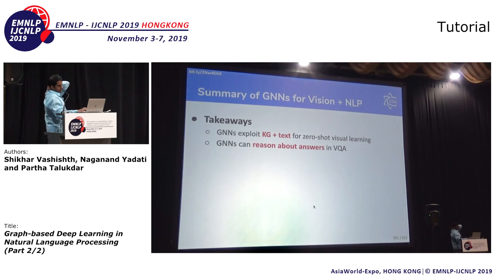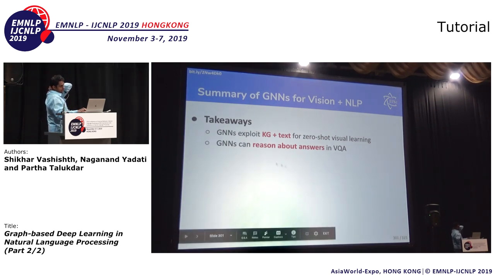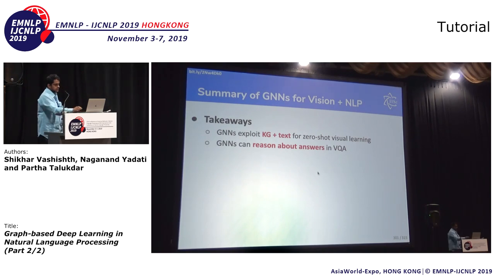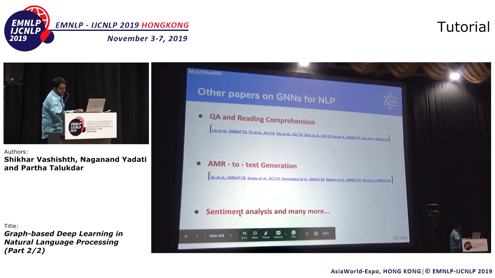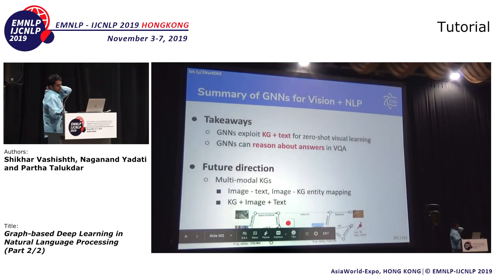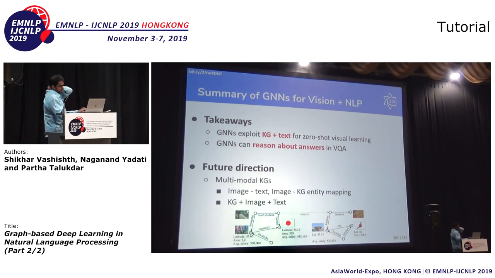So the main takeaways for graph neural nets for vision and NLP: GNNs exploit KG plus text for zero-shot visual learning, and GNNs can reason about answers in visual question answering. One interesting future direction could be to look at multimodal knowledge graphs, where each entity in the knowledge graph also has an image associated with it, right? Multimodal knowledge graphs can be used for image to text mapping, image to KG entity mapping, KG plus image plus text for KG embedding and so on.